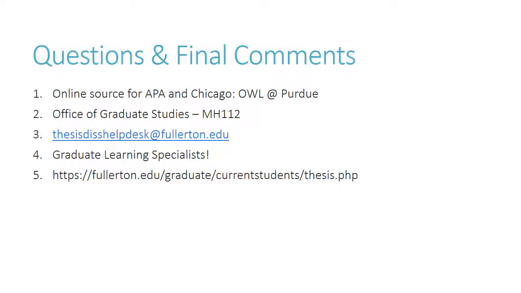Finally, just a couple of resources. So the number one resource that I give everybody for APA and for Chicago is the OWL at Purdue. OWL stands for the Online Writing Lab at Purdue University. Just toss it into Google, you'll find it instantly. This is a great website that is very attentive to the APA details and requirements, but it's much easier to navigate than the actual APA website or manual. It also has a lot more examples.